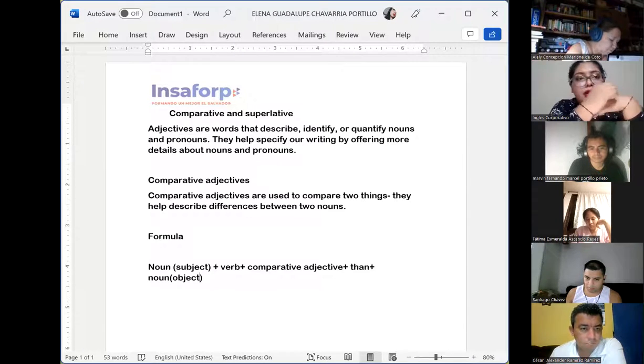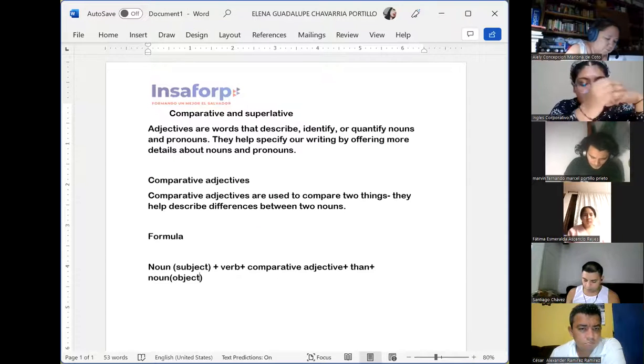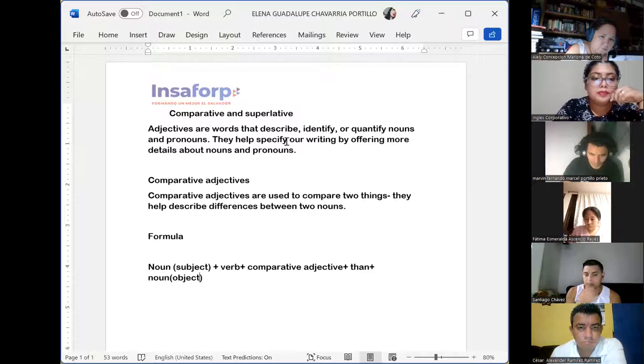Vamos a tener un nombre que va a ser el sujeto de nuestra oración. Vamos a tener un verbo, un adjetivo comparativo, el than, que siempre va a ir en esa estructura, y otro nombre que va a funcionar como objeto de nuestra oración. But we are going to see an example.